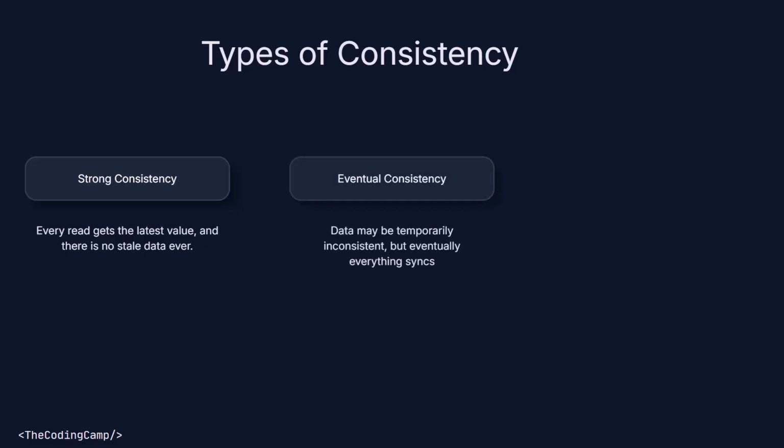Then eventual consistency, which means data may be temporarily inconsistent, but eventually everything syncs. Some examples are social media and DNS resolvers. The downside is that users will see stale data briefly. Then weak consistency, which doesn't guarantee when updates will propagate. This is rarely used in critical systems.